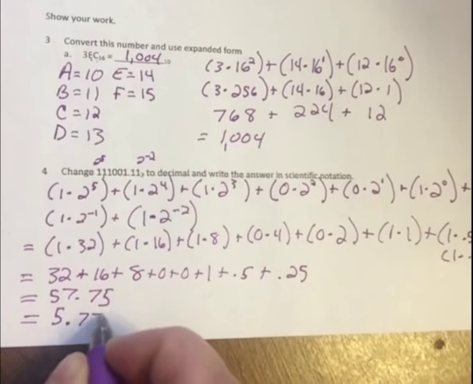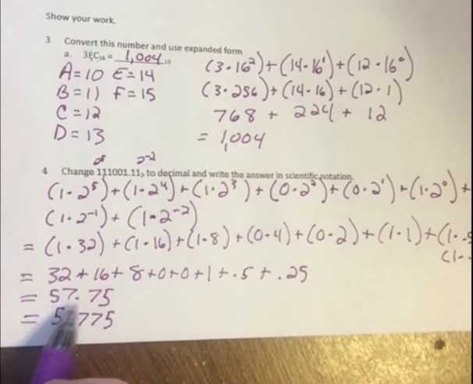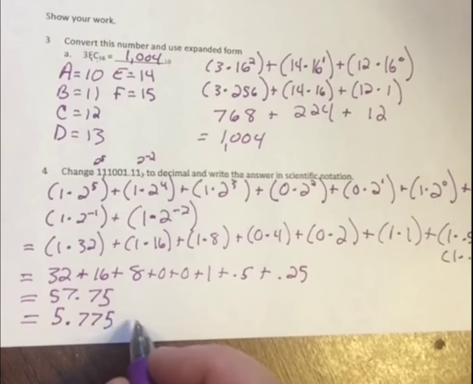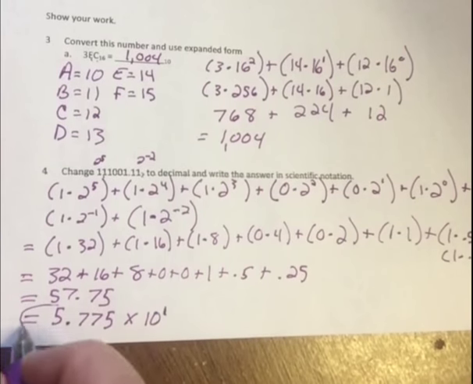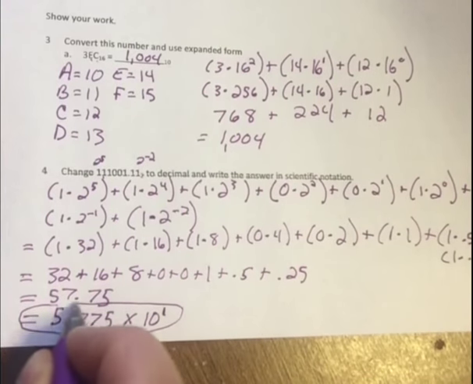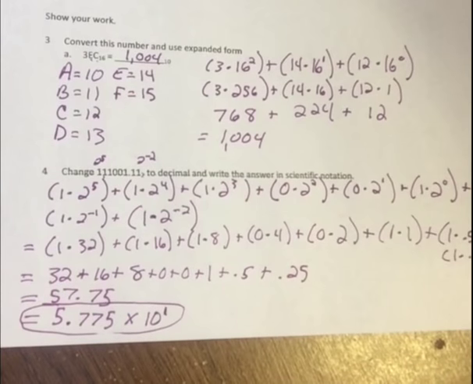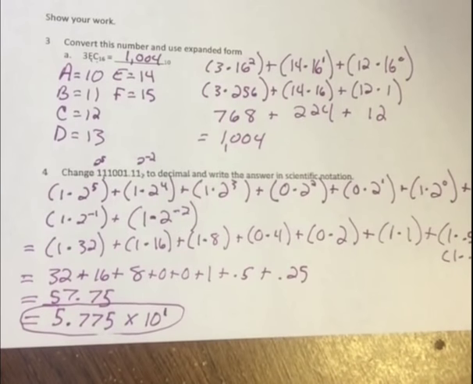So 5.775. I move the decimal 1 to the right, or excuse me, 1 to the left. So I end up multiplying it by 10, which is 10 to the first. And so that's my answer in the second problem. I hope that helps.